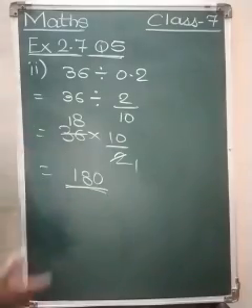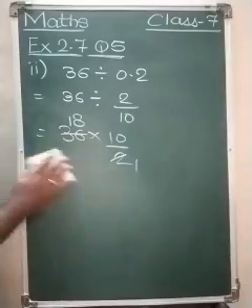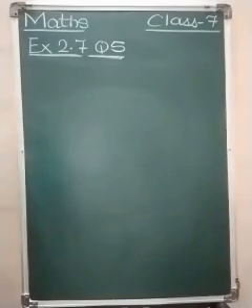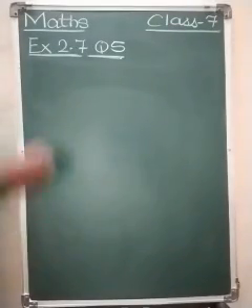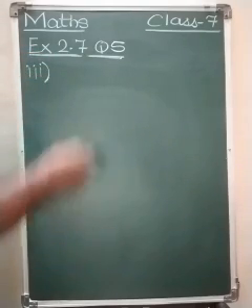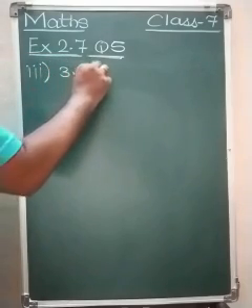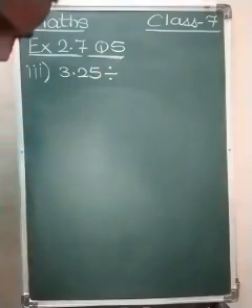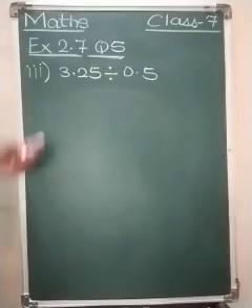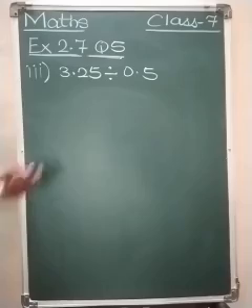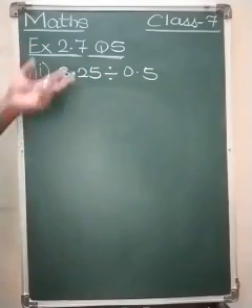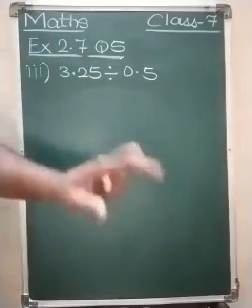And done. Very easy sums. Okay, we'll solve the third sum also. First is done, second is done, now the third sum. 3.25 divided by 0.5. Now both are decimal numbers. So make this a fraction, write down this also as a fraction. Then two fractions are divided. Let us see how it is to be done.